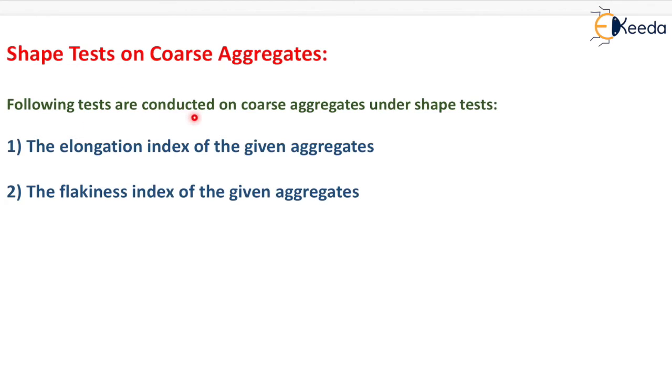Following tests are conducted on coarse aggregate under shape test. First one is the elongation index of the given aggregate. The next one is the flakiness index of the given aggregates.